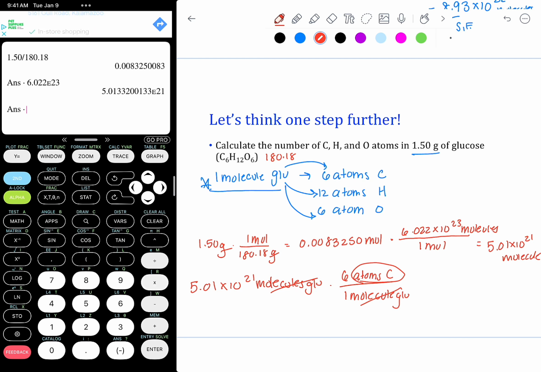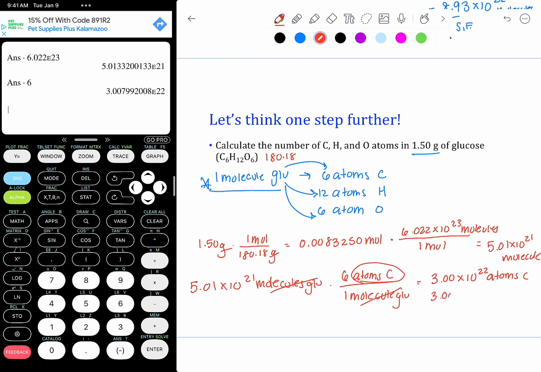So I just take this number and multiply it by 6, and I get that in 5.0 times 10 to the 21 molecules of glucose, there are 3.00 times 10 to the 22 atoms of carbon. There should be more atoms of carbon than molecules of glucose because 1 molecule of glucose is made up of 6 atoms of carbon. So there should be 6 times the amount of atoms of carbon in those molecules of glucose because atoms are smaller than the molecule. This equivalency would also work for the number of atoms of oxygen.